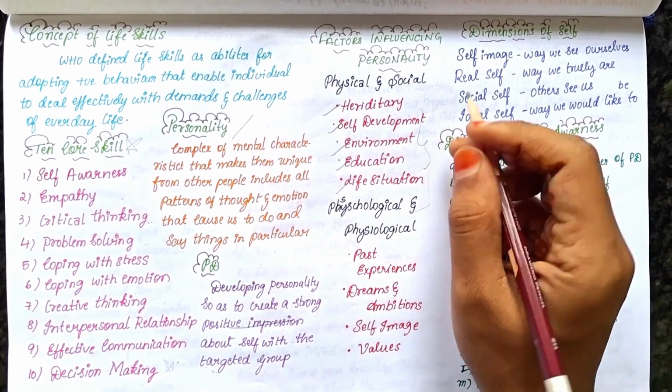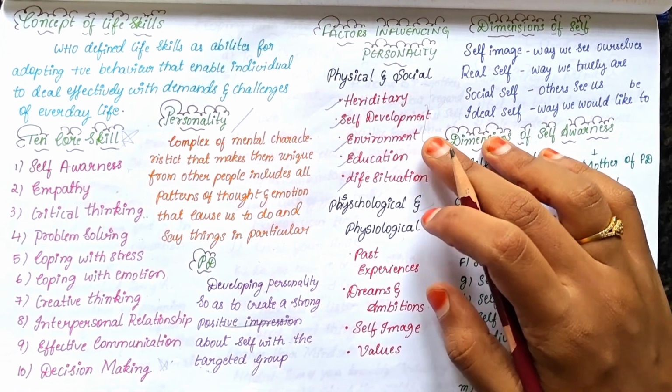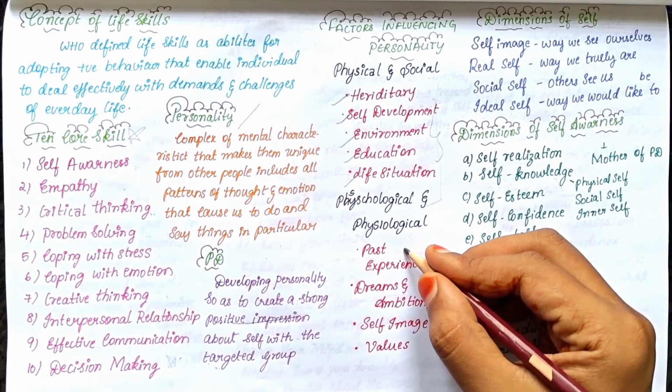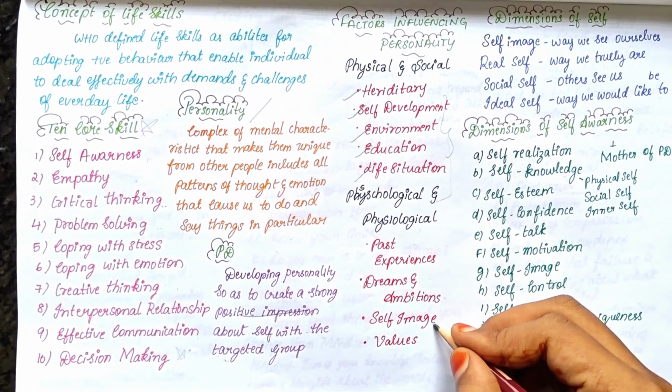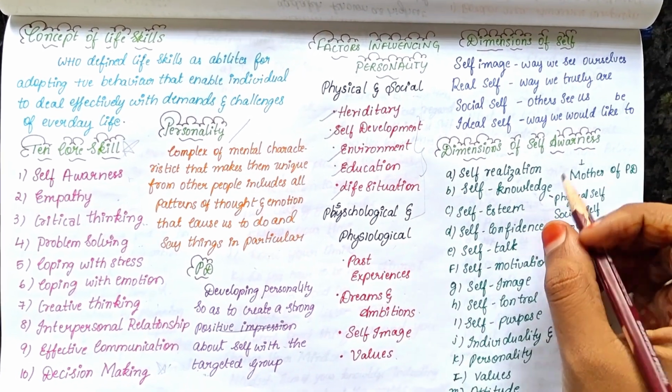These are all the physical and social factors which influence the personality. And coming to the psychological and physiological factors, the past experiences that a person has, the dreams and ambitions, the self image the person has about themselves, and the values also affect the personality.